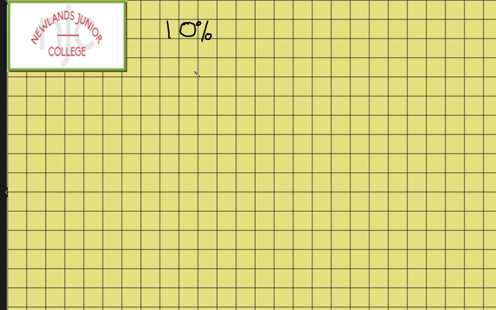The first thing you need to remember before you turn it into a fraction is that percent literally means out of 100. So 10% is simply equal to 10 out of 100.